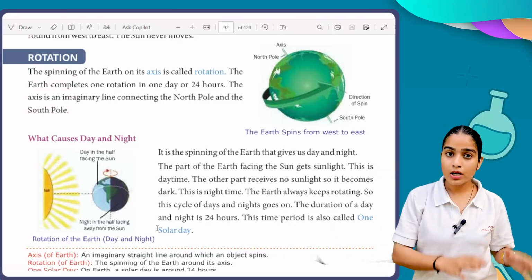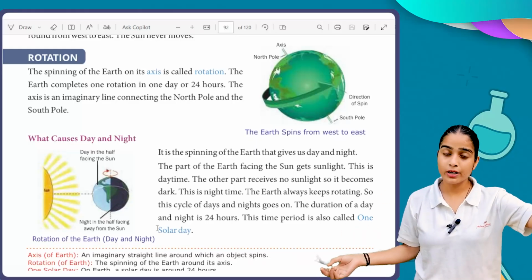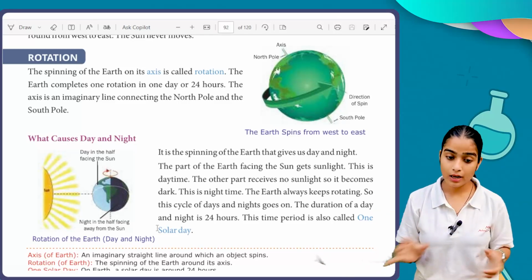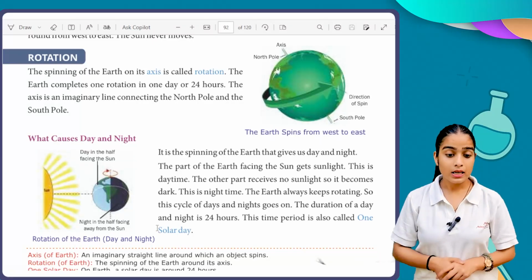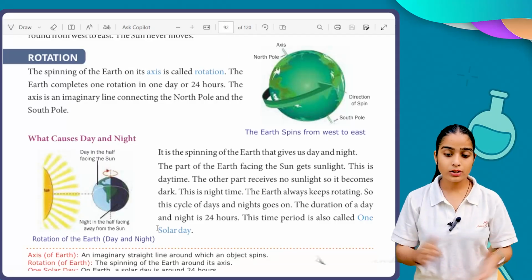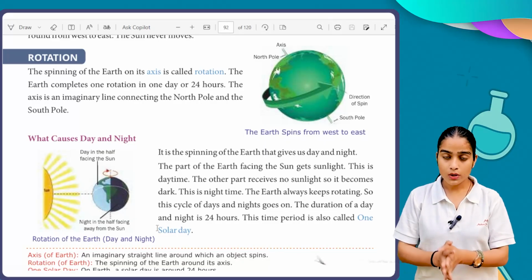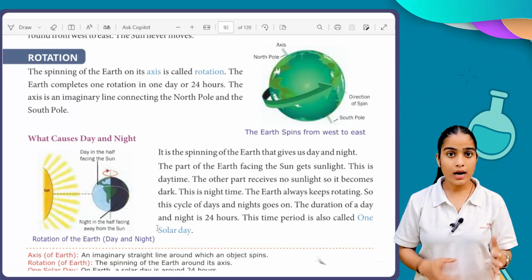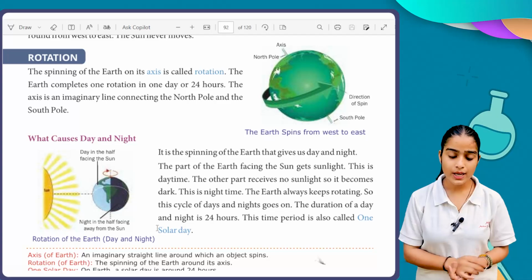That is why when there is morning in foreign countries, in India we have night. This has happened just because of the rotation of the Earth. The other part receives no sunlight, so it becomes dark. This is night time. The Earth always keeps rotating, so the cycle of days and nights goes on. The duration of a day and night is 24 hours. This time period is called one solar day. So what we know is that a complete rotation is taken by Earth in 24 hours, and this complete rotation is referred to as one solar day.